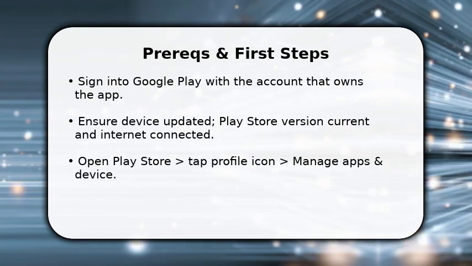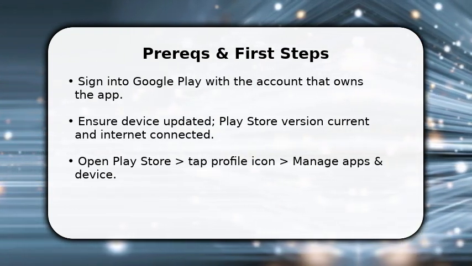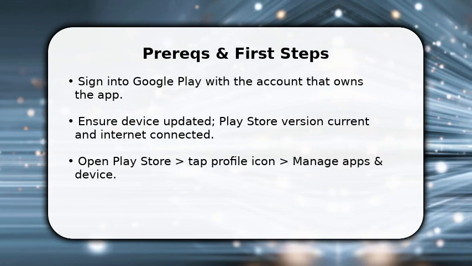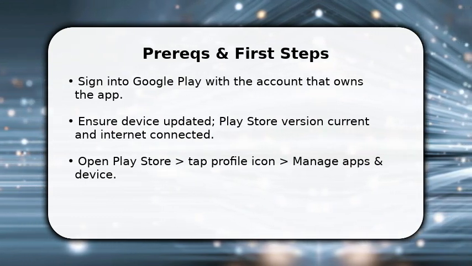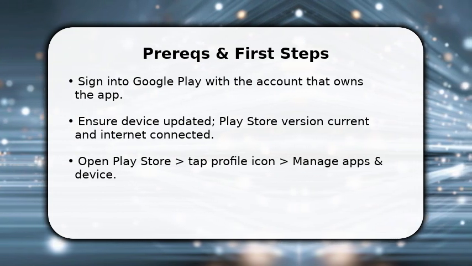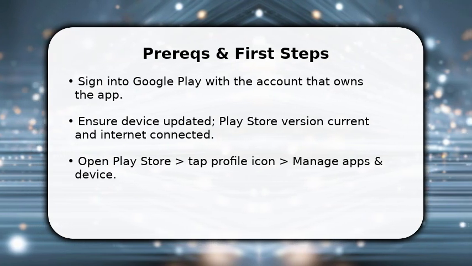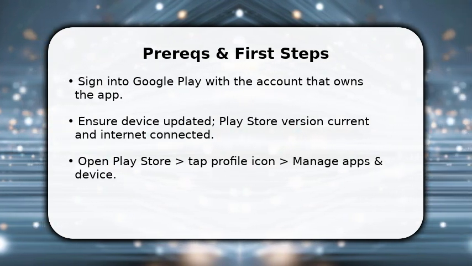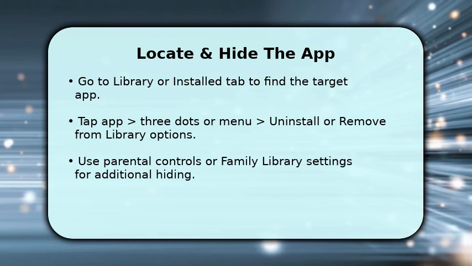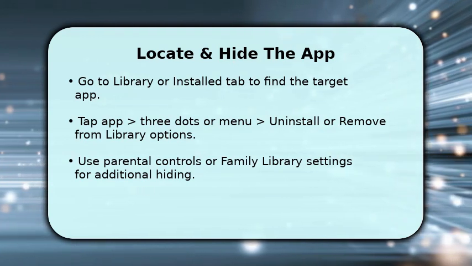Next, go to Manage Apps and Device to view installed or library apps. These first steps unlock hiding options and explain why account scope matters, because app visibility is tied to the account and device sync. You now locate the app in Installed or Library. Tap the app entry and then the three-dot menu to reveal actions.